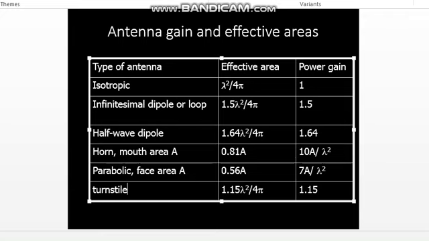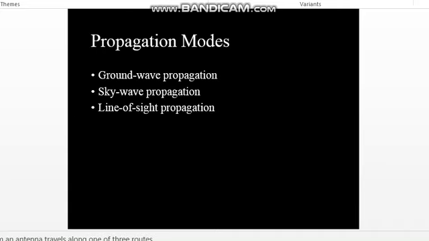That is lambda square by 4 pi, 1.5 lambda square by 4 pi. So those kinds of areas are there, and the power gain will be 1, 1.5, 1.64 and so on. This is a comparative table showing which has the largest power gain. As you can see, the parabolic reflective antenna or horn antenna are more efficient than all the other antennas. The propagation modes are an important part. We will learn about propagation modes in the next lecture, that is, how the radio wave will propagate.